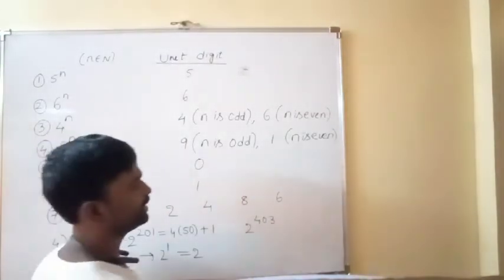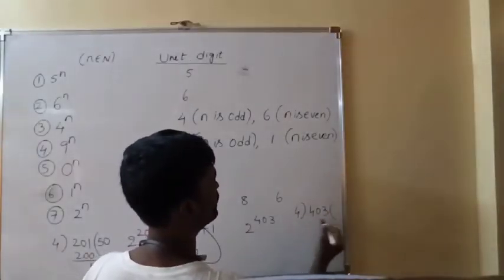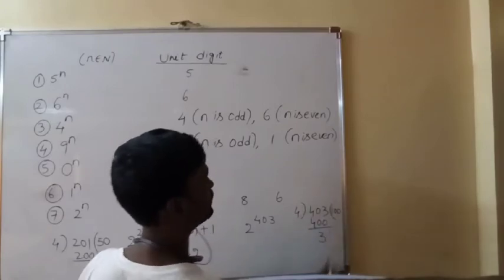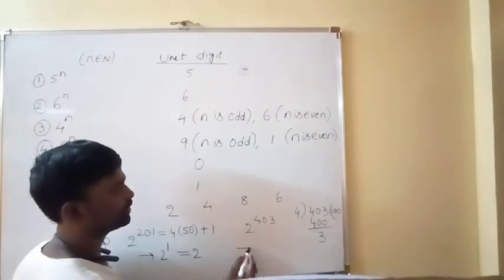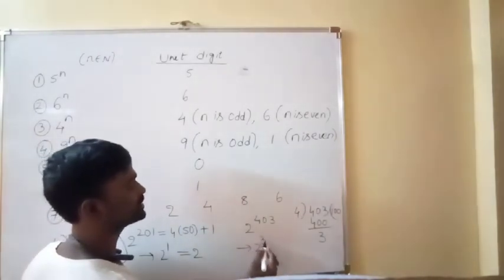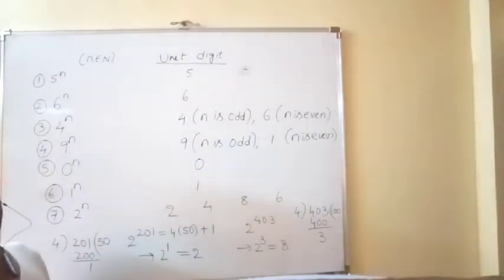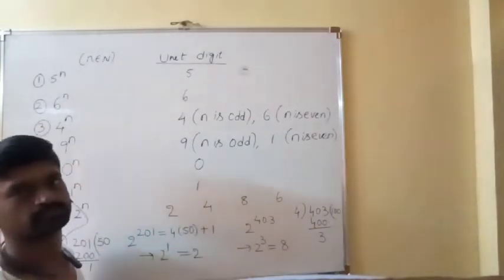Suppose what is the unit digit in 2 power 403? If you divide 403 by 4, what remainder do you get? 3 only. So the unit digit in 2 power 403 is the same as the unit digit in 2 cube. What is the unit digit in 2 cube? 8. So the unit digit in 2 power 403 is equal to 8.